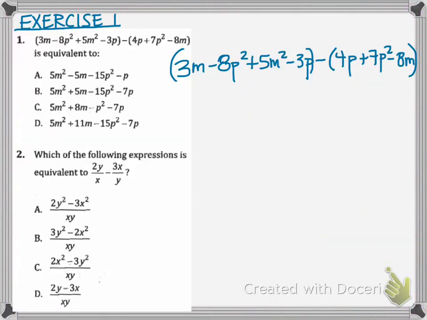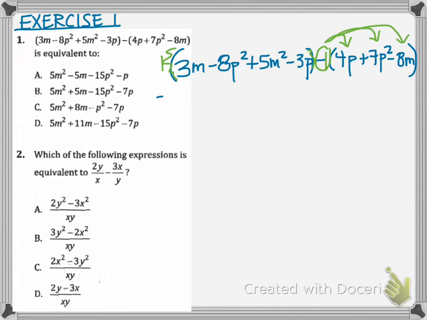Okay, we'll start with problem 1 in exercise 1. We need to simplify this expression and find what it's equivalent to. So the first thing you want to do is get rid of parentheses. In front of the first parentheses, there's just a 1, so we don't really need these parentheses. Now in front of the second parentheses, there is a -1. So that means we definitely are going to need to distribute that into the parentheses.